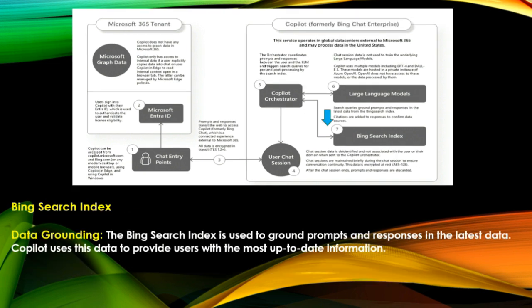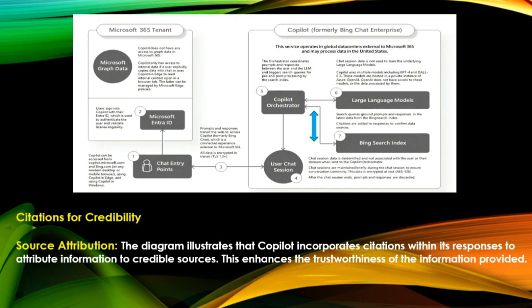Bing search index. Data grounding. The Bing search index is used to ground prompts and responses in the latest data. Copilot uses this data to provide users with the most up-to-date information.